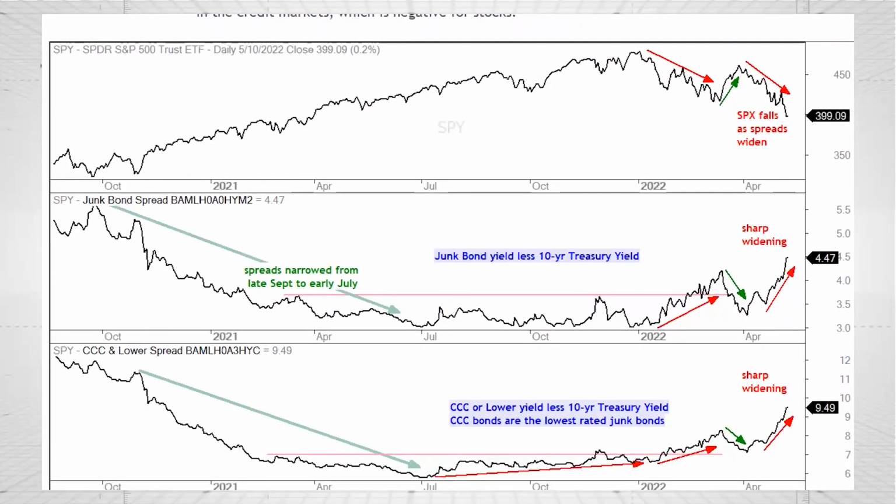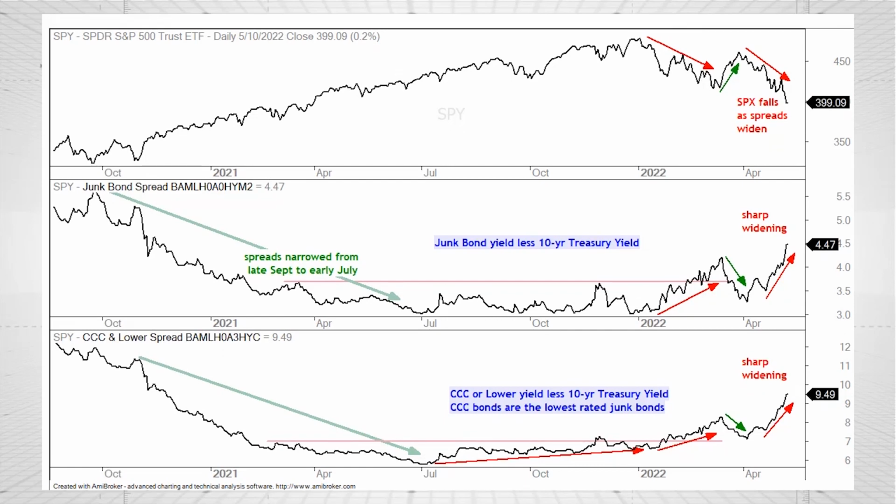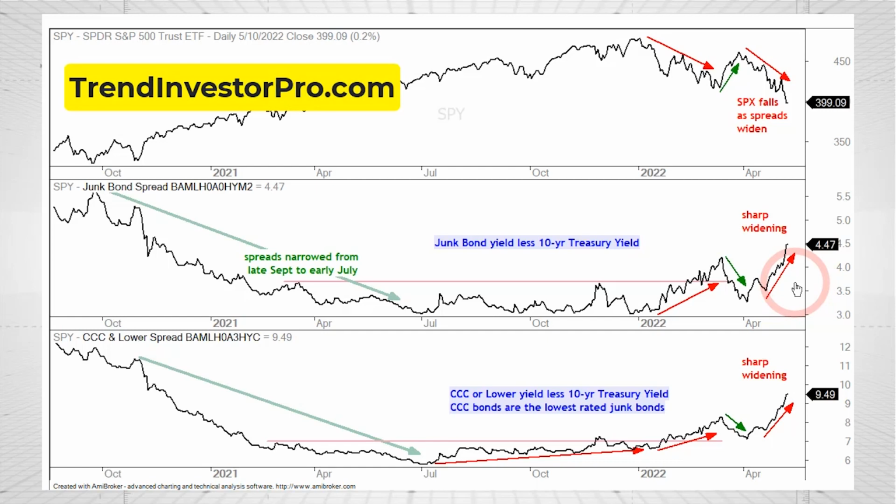And if we look at the junk bond market, we can see a similar scenario developing. Look at that sharp widening in junk bonds and triple C bonds, which are the junk of the junk, the lowest rated junk bonds. So they're at their widest levels since the latter part of 2020. And this widening shows stress in the credit markets, and that is a negative for the stock market because these junk bonds are the most economically sensitive bonds out there. And if they're getting stress, then the economic outlook is not that great. And that's why these spreads are widening.